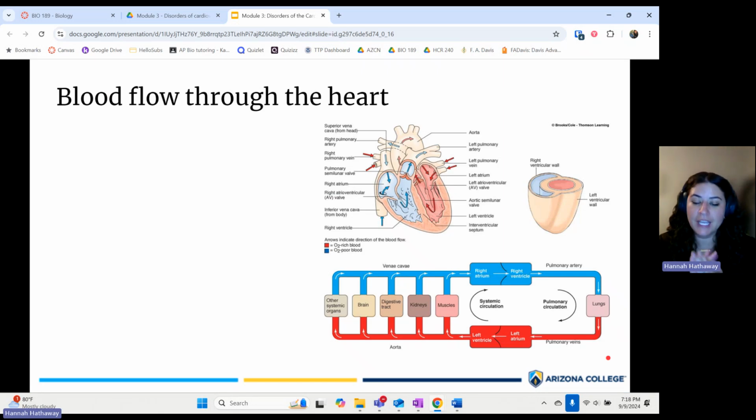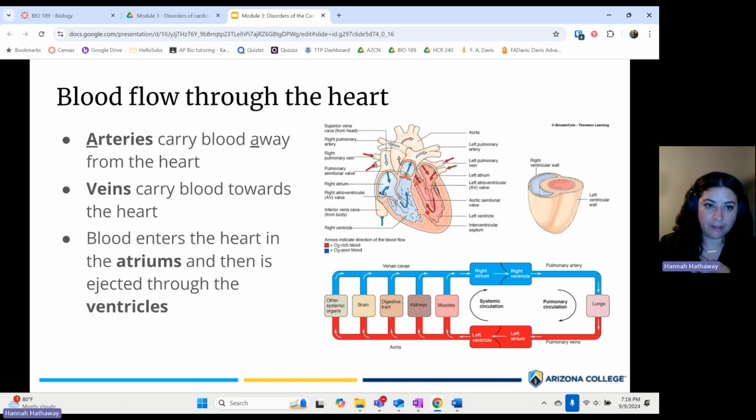Okay, so the very first thing you need to know is just remembering the flow of blood through the heart. In cardio, I'm sure you had to memorize this diagram and remember all the different valves and everything like that. The good news is for patho, you don't need to know quite that level of detail, but what you do need to know are the following things.